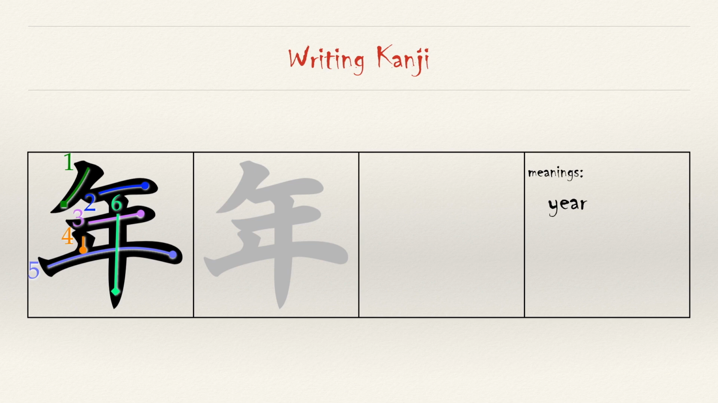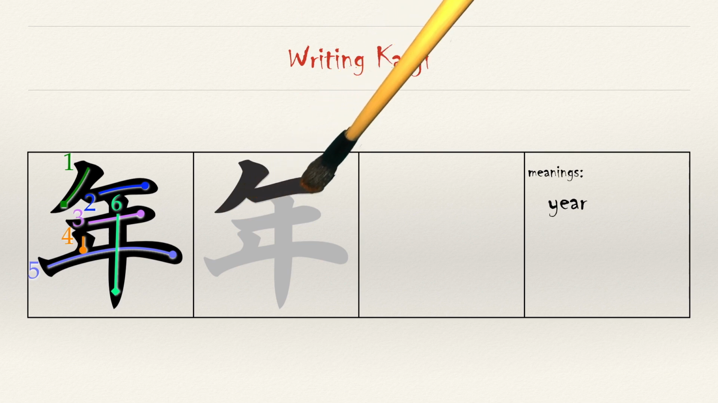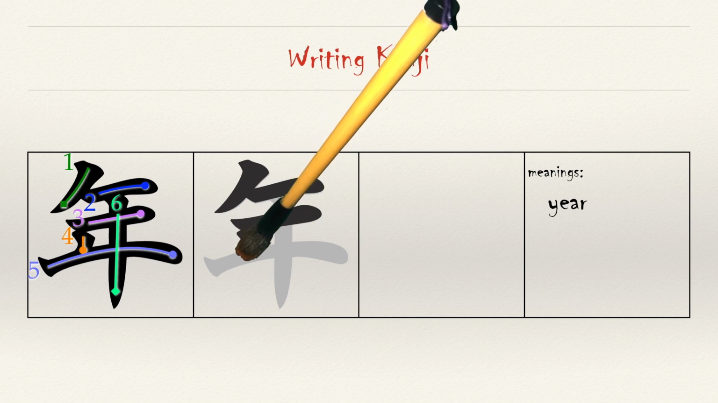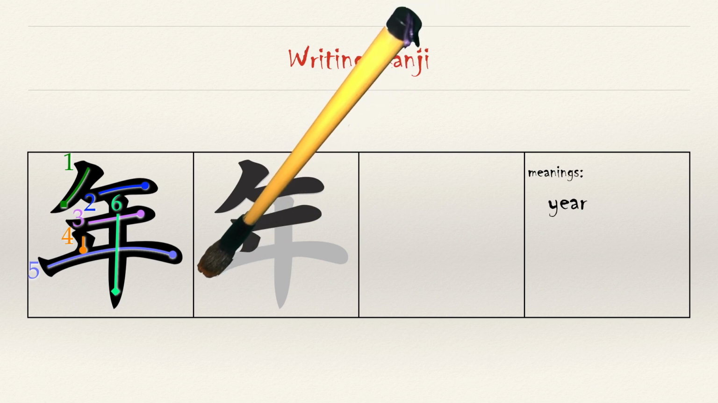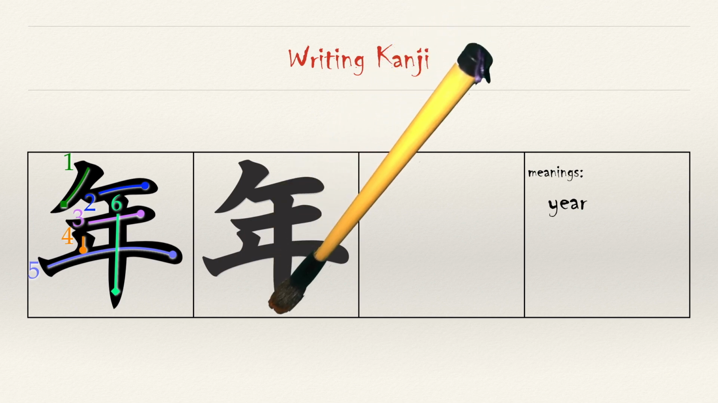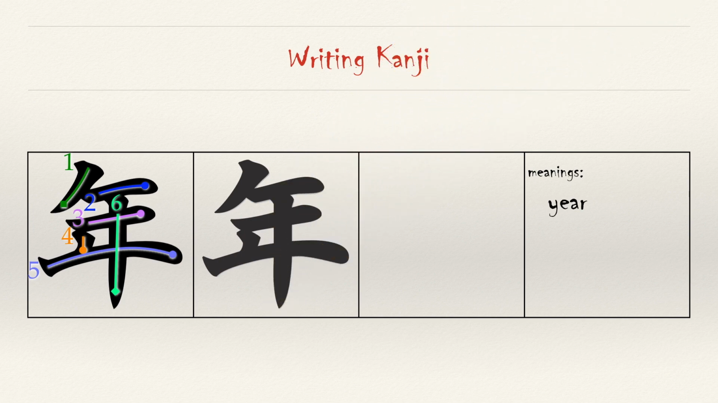Let's put this all together. Stroke 1 is the first stroke of katakana I. Strokes 2 and 3 are the horizontal strokes starting at the top. Stroke 4 is the little vertical tick. Stroke 5 finishes the horizontal strokes, and stroke 6 completes the character going down through the center.